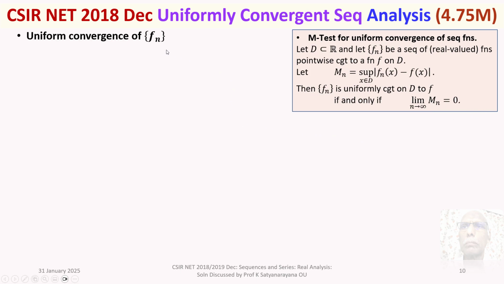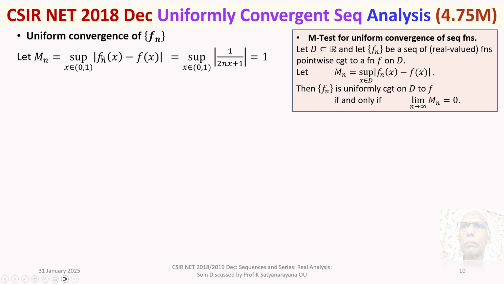Now we let Mn be the supremum over x belongs to 0 to 1 of mod fn x minus f x. That is equal to the supremum over x in 0 to 1 of mod fn x, which is 1 by 2nx plus 1, since f x is 0. So the supremum over x belongs to 0 to 1 of mod of 1 by 2nx plus 1. How is this supremum 1? We have written 1. That means the supremum on the interval 0 to 1 is 1. How? Now you see 1 by 2nx plus 1 is here.